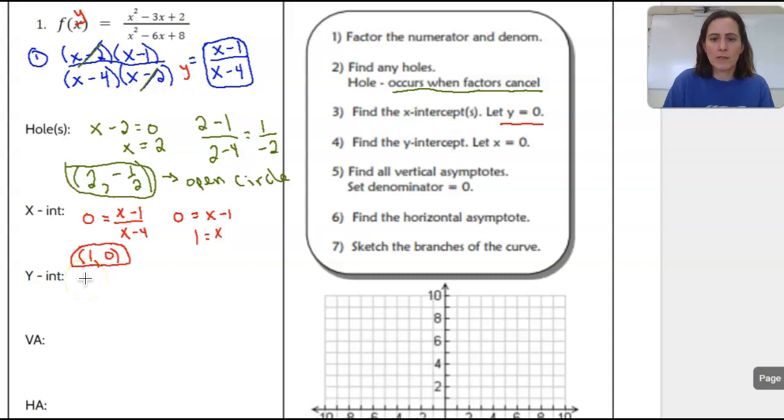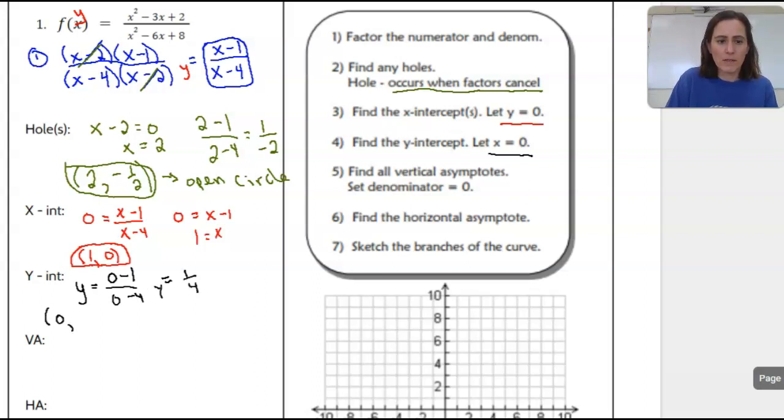To solve for the y-intercept, we let x equal 0. Y equals 0 minus 1 over 0 minus 4. When we simplify, we get positive 1/4. The y-intercept would be 0 comma 1/4. The vertical asymptote comes from setting the denominator equal to 0. The denominator again was x minus 4 equals 0, so x is equal to 4.